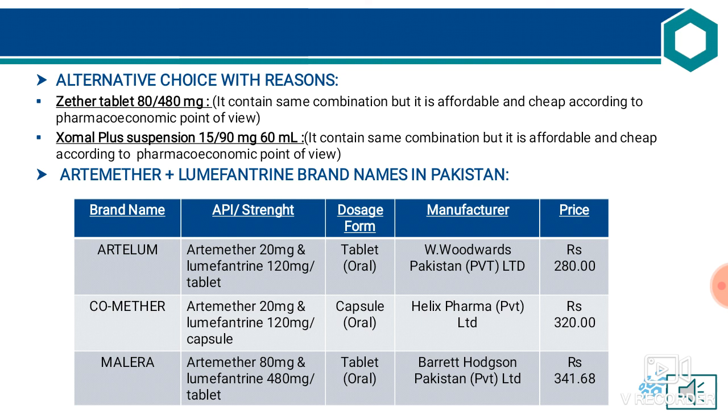Comether. Artemether 20 mg, lumefantrine 120 mg. It's a capsule. Dosage form is oral. Manufacturer is Helix Pharma Private Limited. Its price is 320 rupees.